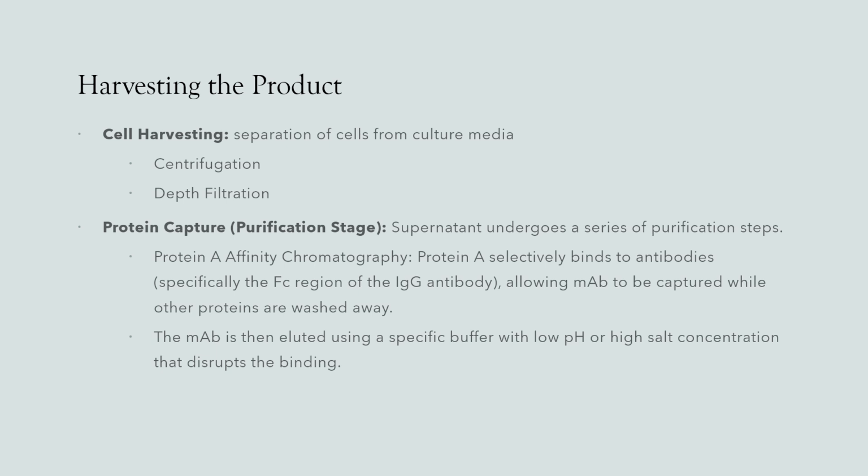So once the cells in the large production bioreactor have reached their peak density and they've produced enough monoclonal antibody for that particular period, the next step is to harvest your product. This usually involves centrifugation and depth filtration. Centrifugation is where you remove the cells themselves and you're left with the supernatant. The cells are sort of like the crud at the bottom of the centrifuge vial, and it's just a process of separating the cells from the antibodies that are in the supernatant.